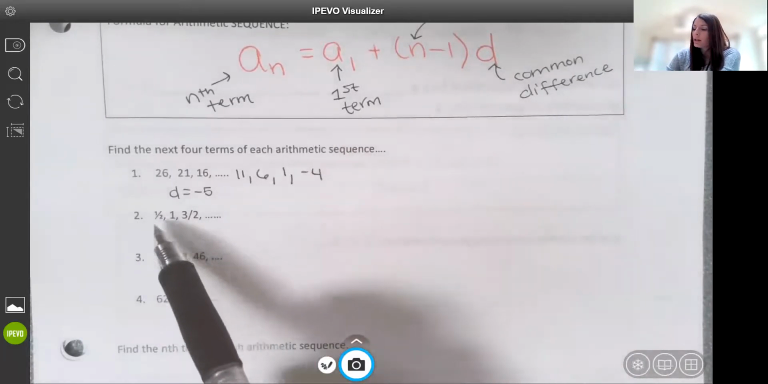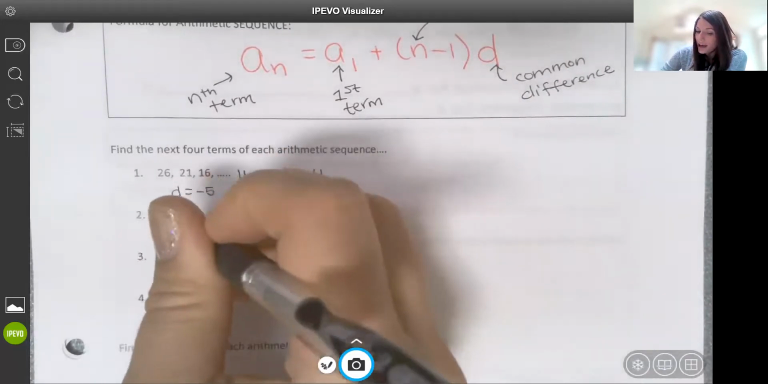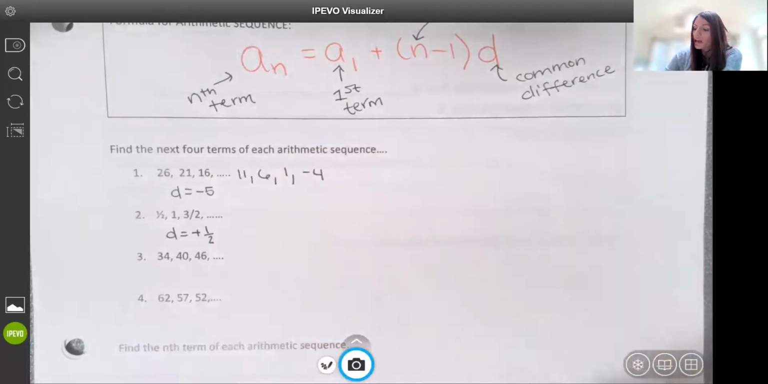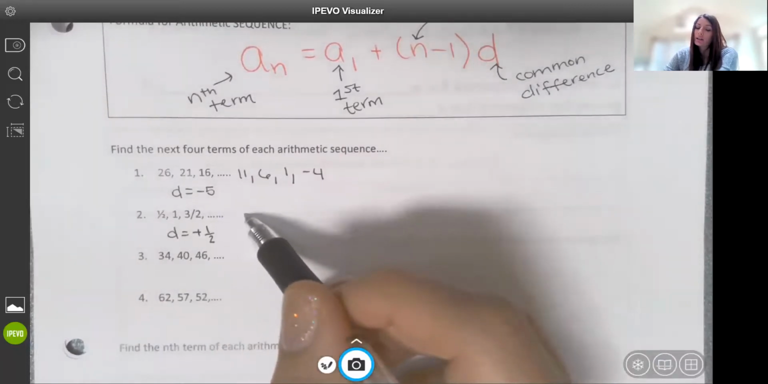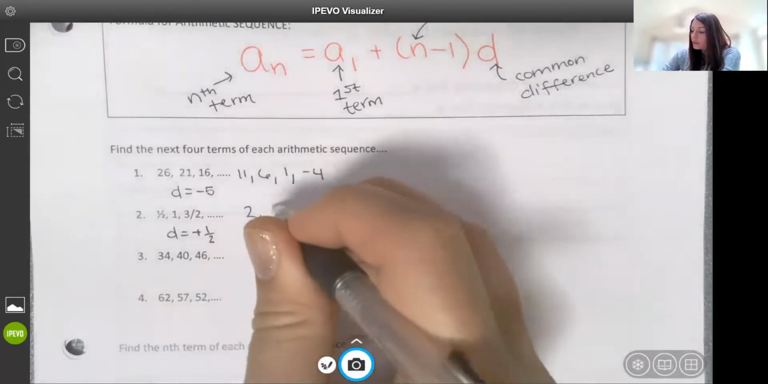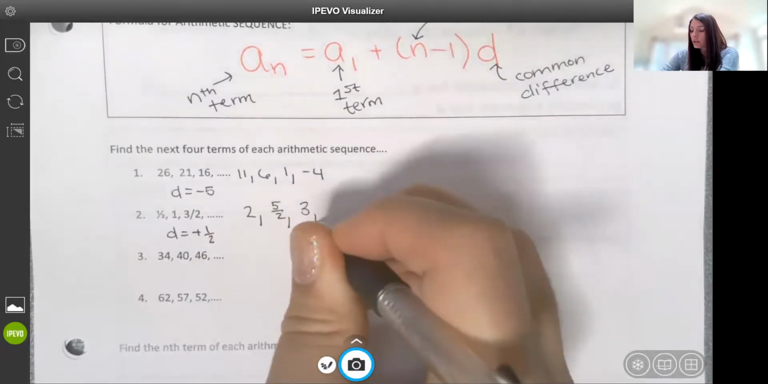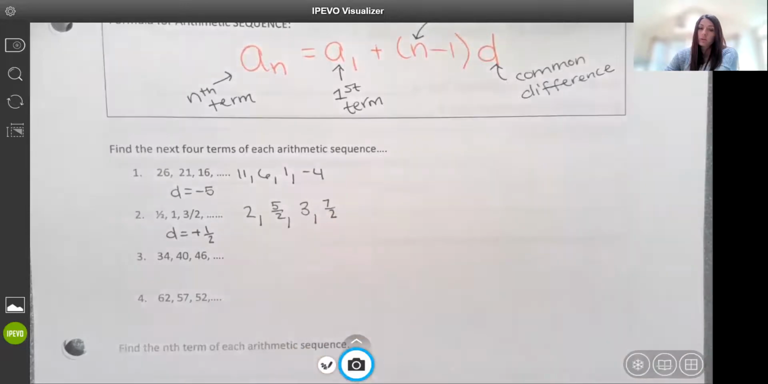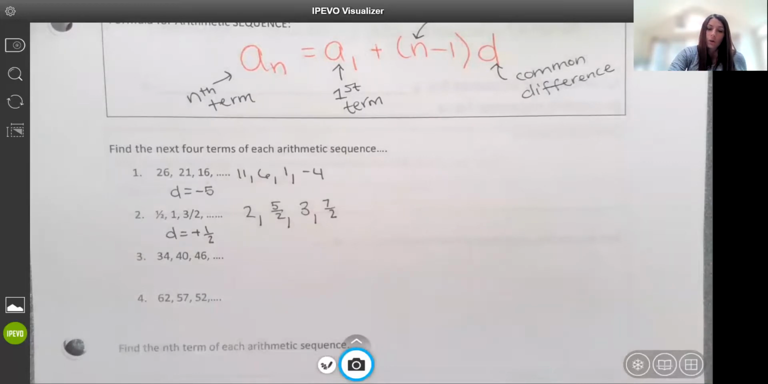I could have fractions, 1/2 to 1, 1 to 3/2, and for that, I would say that each time I'm adding positive 1/2. So if I were to add another half, from 3/2 add another half, that's going to be 4/2 or 2, plus another half would be 5/2, plus another half would be 6/2 or 3, plus another half would be 7/2. And so I can list the next 4 terms of a sequence, even if I have to add a fraction. So now you go ahead, pause the video, and fill in the next 4 terms for numbers 3 and 4.